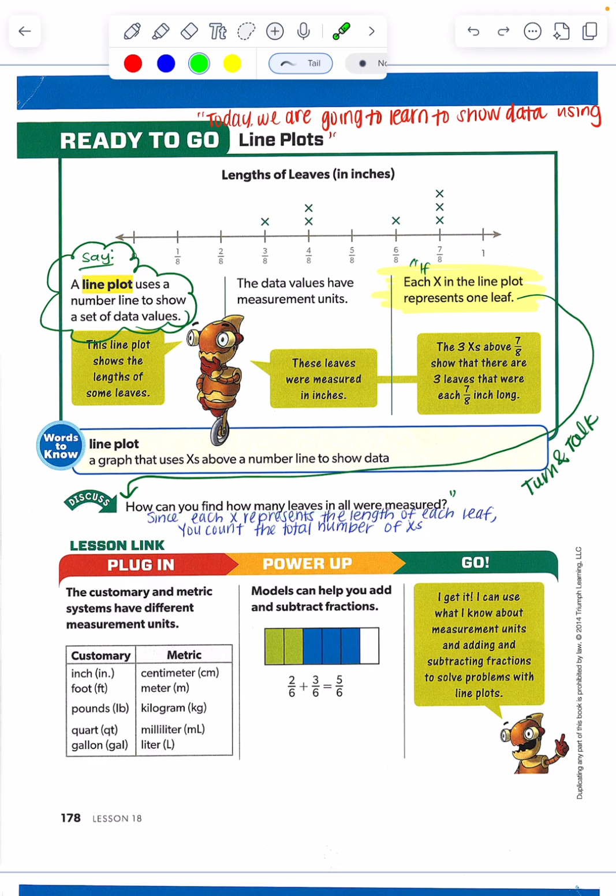Okay, so the big idea here that students should be able to have stamped by you is that each one of these X's represents one value. So for this specific question on the lengths of leaves, there were a total of 7 leaves that were measured. And that is represented by the number of X's that are in that number line.